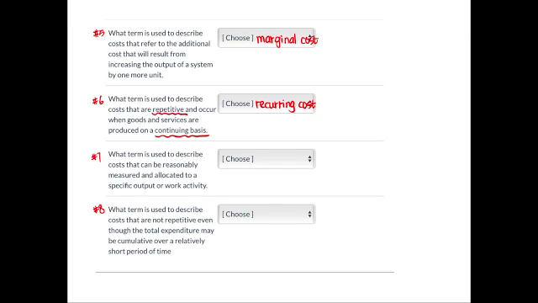Number 7. What term is used to describe costs that can be reasonably measured and allocated to a specific output or work activity? Okay, can be measured and allocated. Those are just the keywords when I explain each type of cost. So if you can get those keywords, it's easy for you to determine which type of cost it is. Okay, so just catch the keywords. So if you are able to allocate those efforts, that means it's a direct cost.